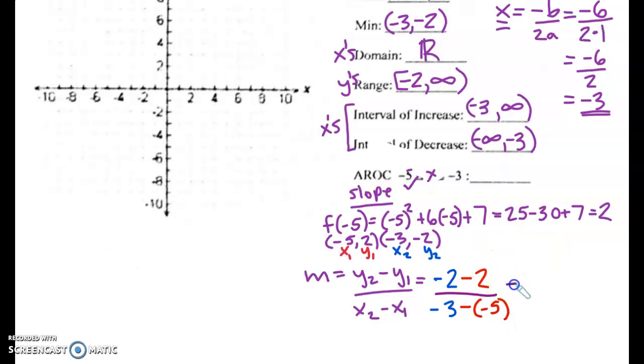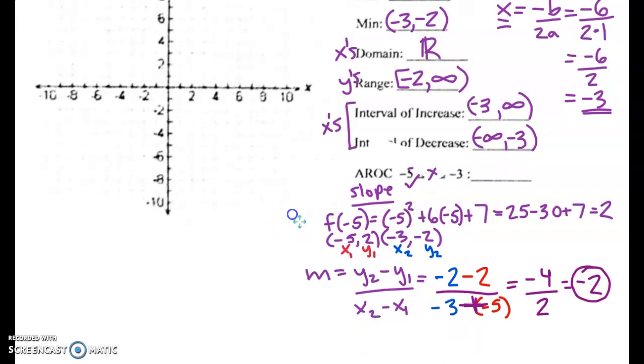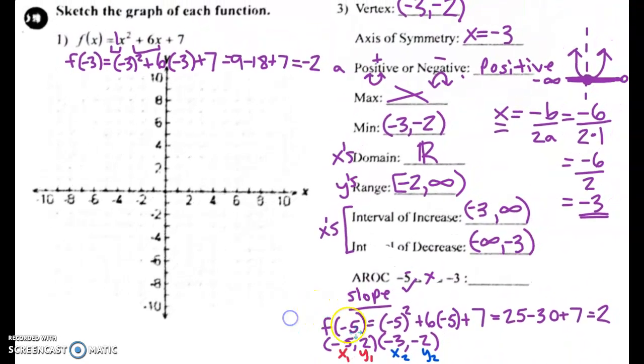Okay, so now I just need to add these together. So -2 minus a 2 is a -4. And -3 minus a minus, remember, is a positive. So really this is -3 plus a 5. So -3 plus 5 is a positive 2. So -4 divided by 2 is a -2. So our average rate of change between -5 and -3 is -2. All right, so now that we have all the characteristics, let's go ahead and graph this sucker.